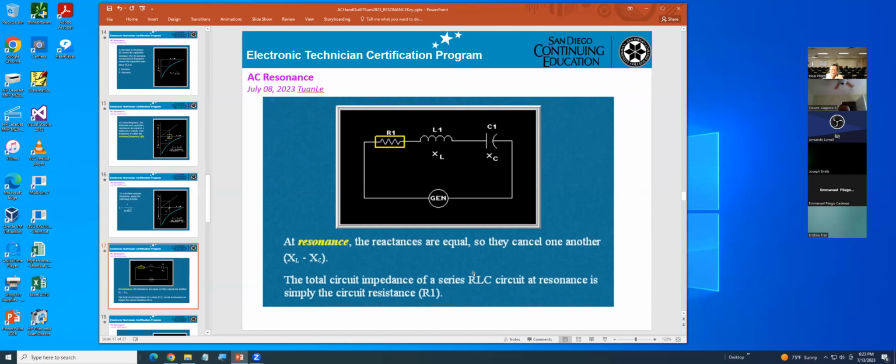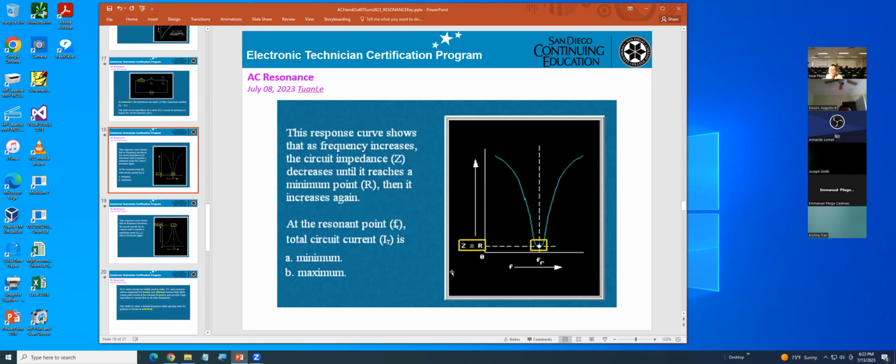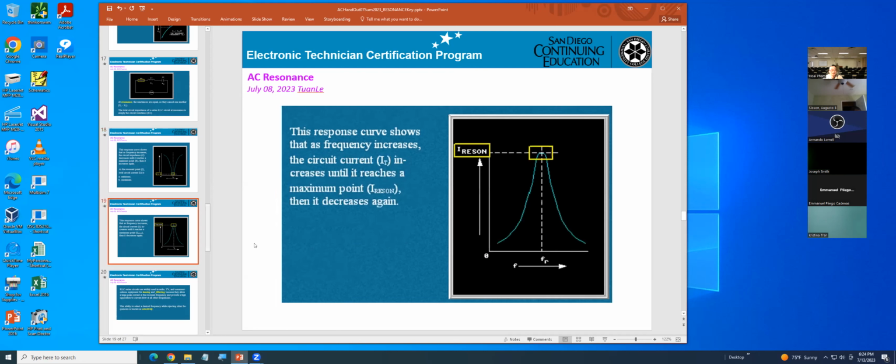Okay, see, at resonance, the reactances are equal, so they cancel one another. The total circuit impedance of a series circuit at resonance is simply the circuit resistance R1, that means the internal resistance of the coil. That gives you the minimum impedance, okay? At the resonant point, total circuit current is maximum. That shows you the maximum current at resonant frequency.